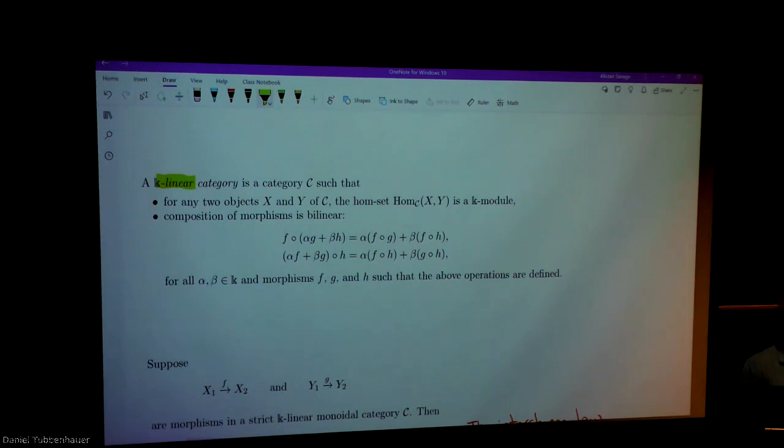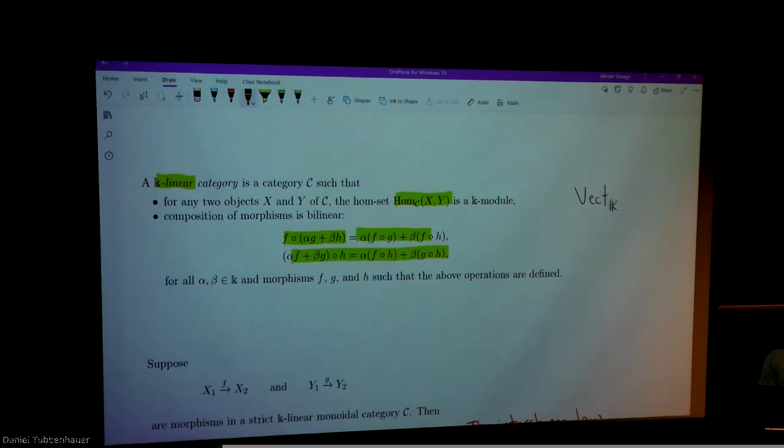It means that for any two objects, the set of morphisms between those two objects is a vector space over the field K, okay? And then we need some axioms to be satisfied, so composition should be bilinear. So the example that you should keep in mind is, again, vector spaces over some fixed field K.